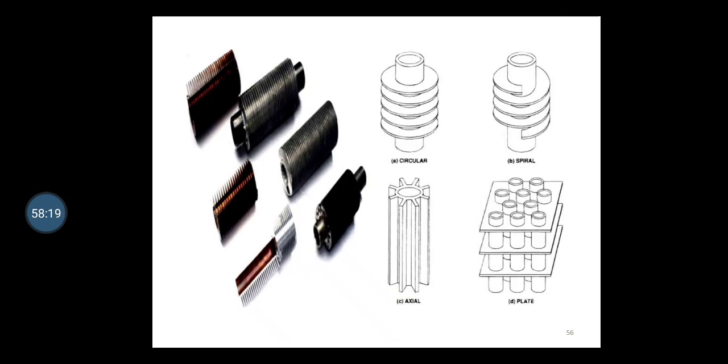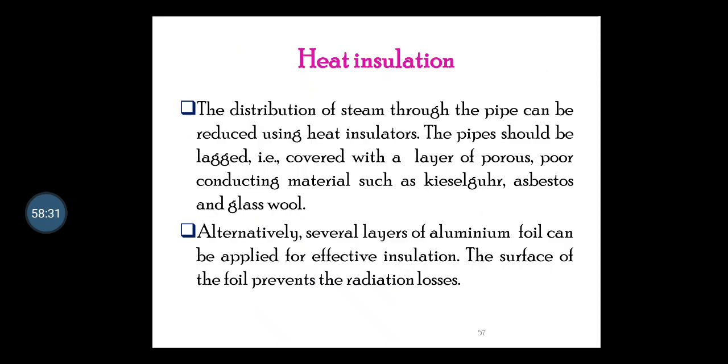Now we will see heat insulators. Basically, in heat insulation, the loss of heat during the distribution of steam through the pipe can be reduced using heat insulators. The pipes should be lagged, that is, covered with a layer of porous, poor conducting materials such as kieselguhr, asbestos and glass wool. Alternatively, several layers of aluminum foil can be applied for effective insulation. The surface of the foil prevents radiation losses.